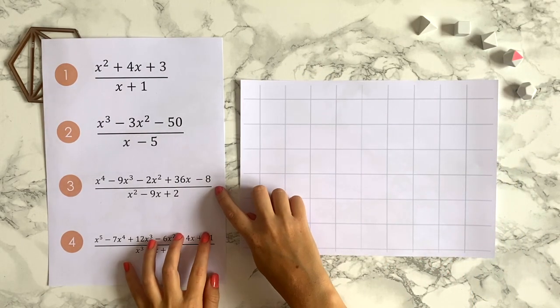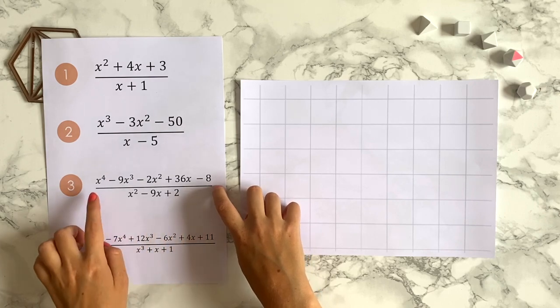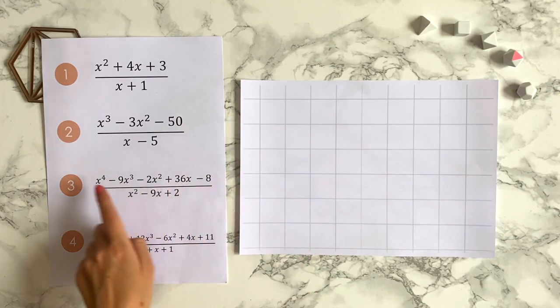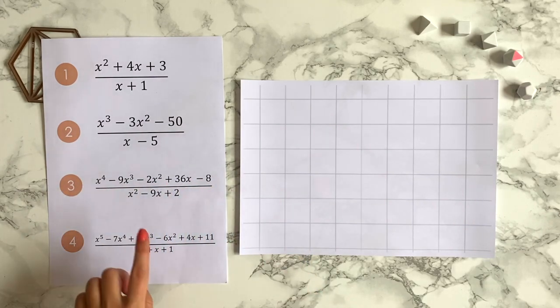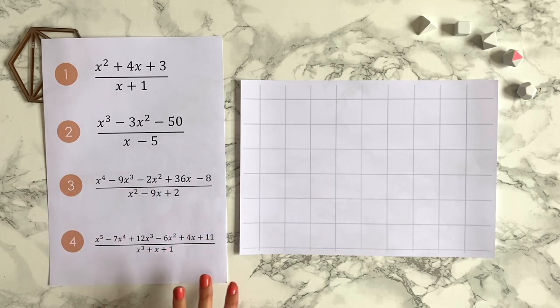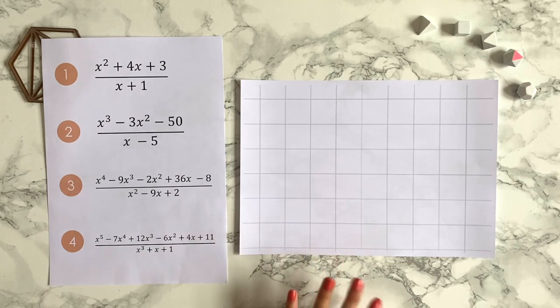Let's try the next question. So this looks a bit more intimidating because we have a quartic equation at the top. So this is the kind of question I definitely wouldn't want to be doing with long division because that would be really complicated, I think. But using this method, it's actually quite straightforward.